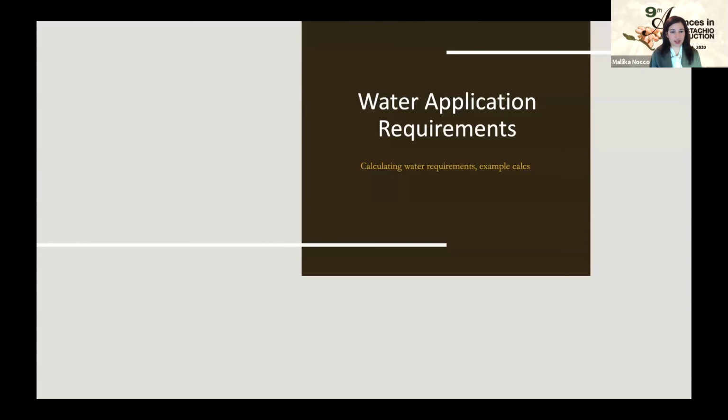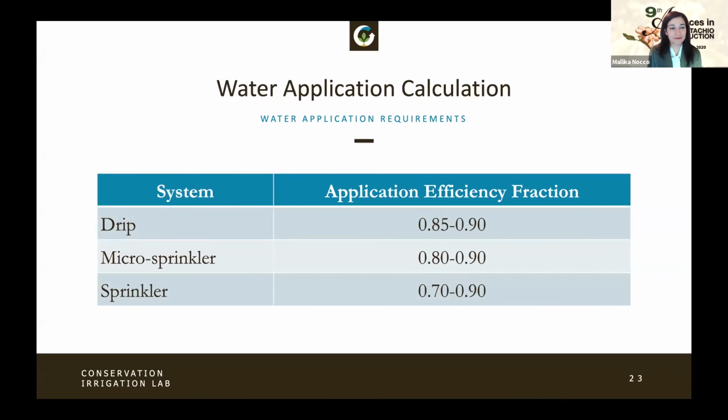All right, so now moving on, I want to talk a little bit about water application requirements. How would we calculate water requirements, and some example calculations. So remember, I talked about the difference between application efficiency and irrigation efficiency. Application efficiency is that one application. So here's that single application and these three different types of systems: drip systems, micro sprinklers, and sprinklers. They all are going to have slightly different application efficiency fractions.